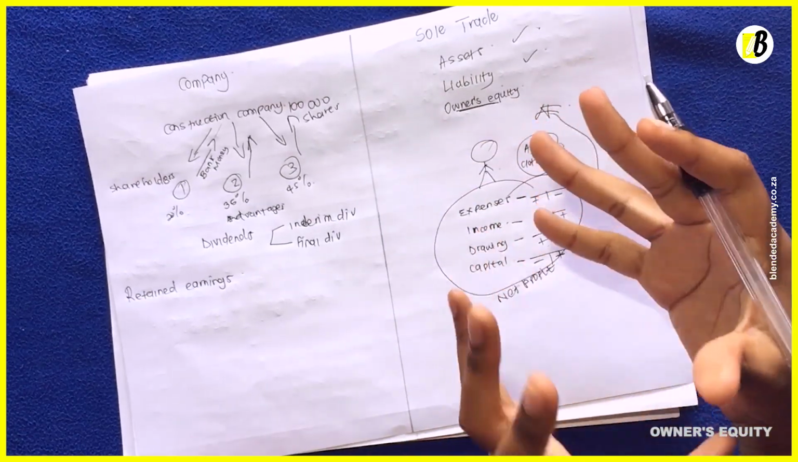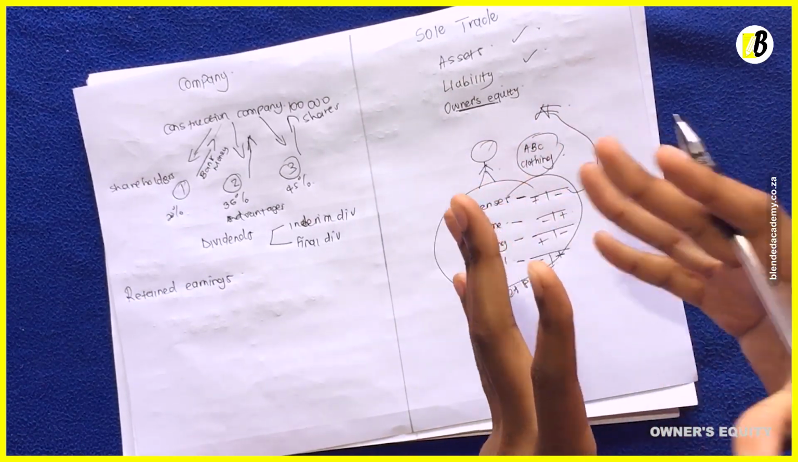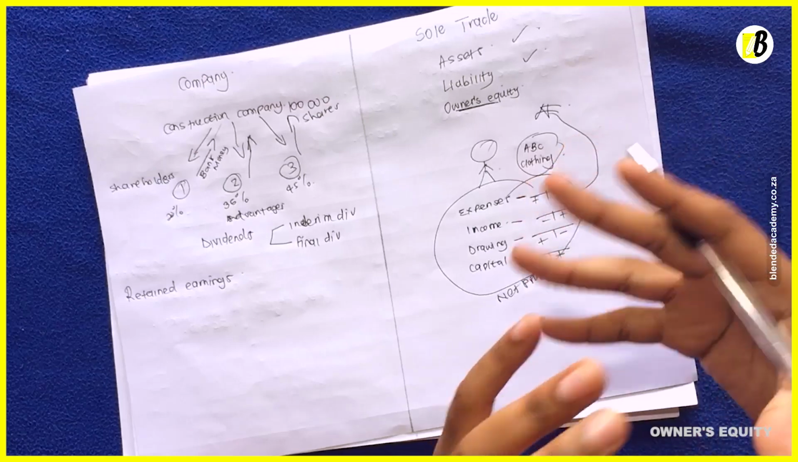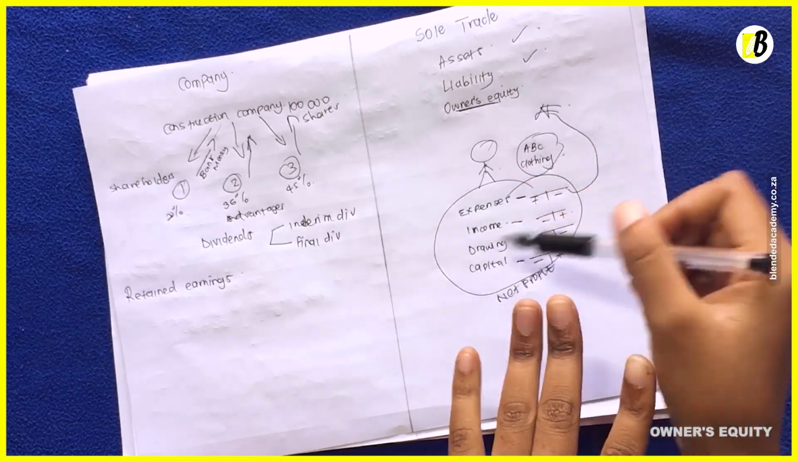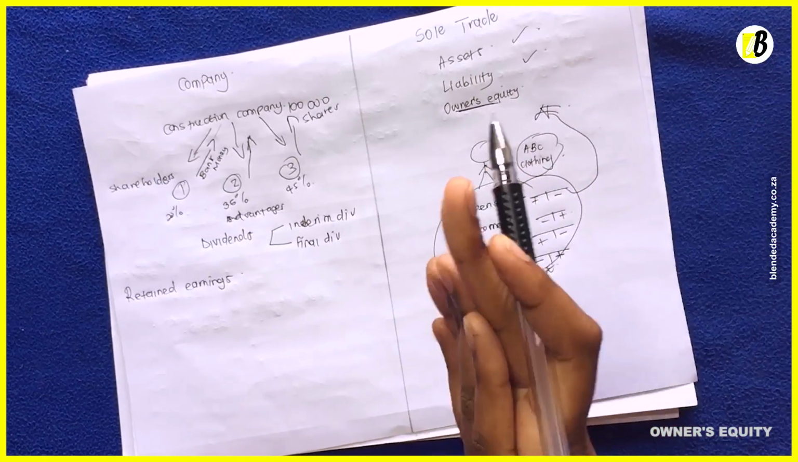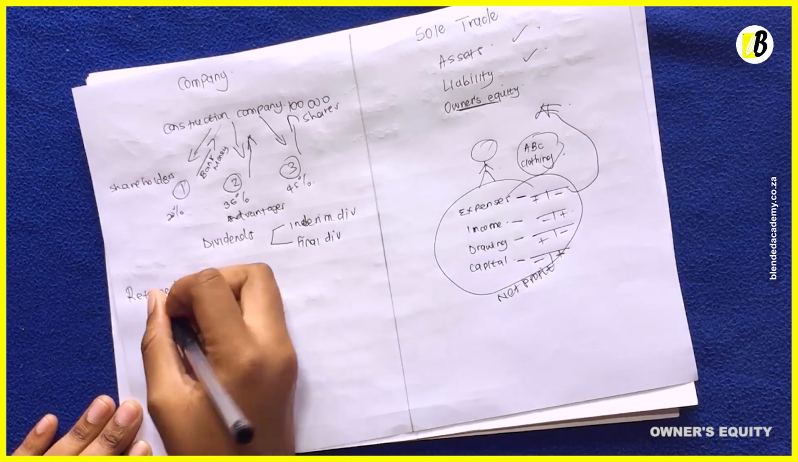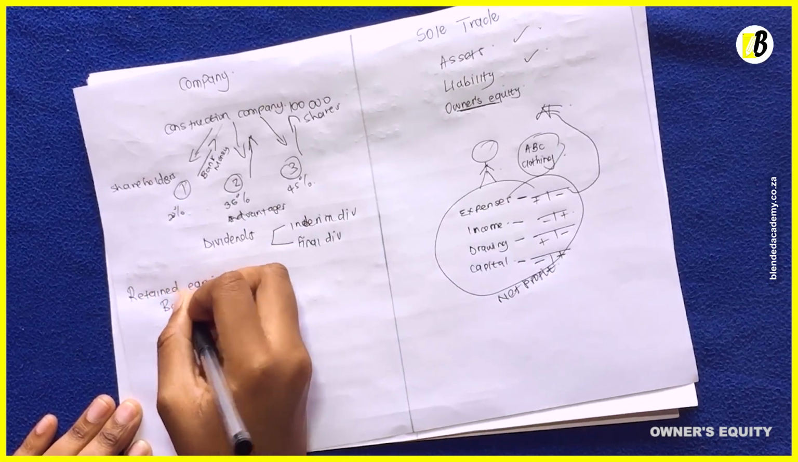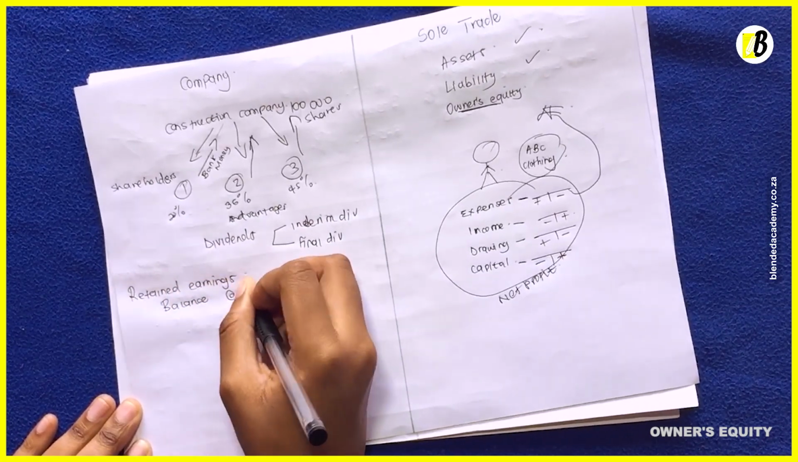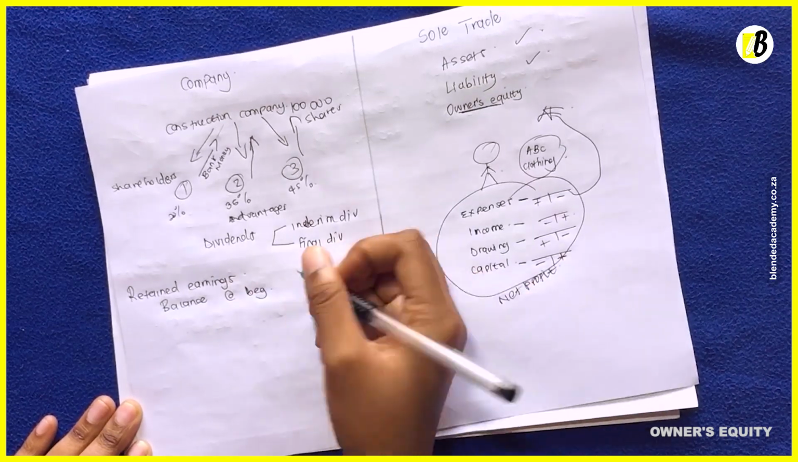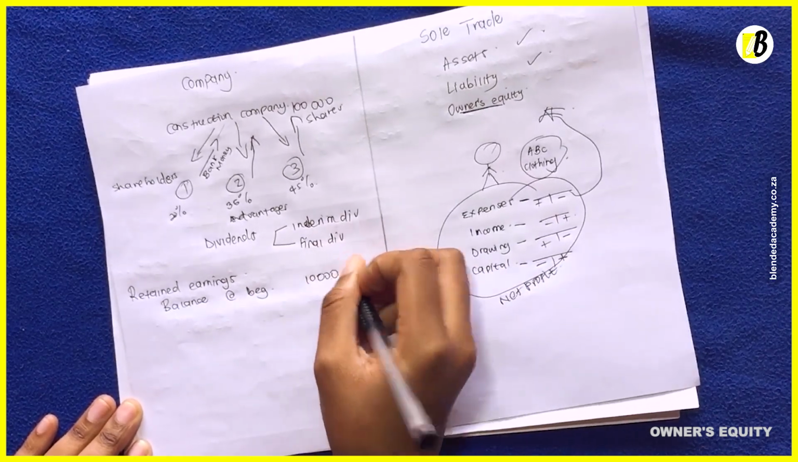What we did here is retained earnings. It is the earnings that the business, or the sole trader, has at the end of the year after reducing the expenses, adding the income, reducing the drawings and then adding the capital. So here we're saying, okay, fine. Let's say this person has a balance at the beginning of the year of 10,000.